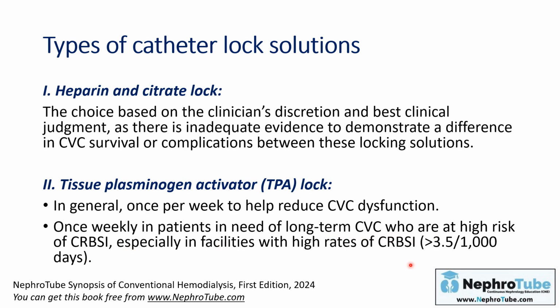For example, patients with nasal carrier of Staphylococcus aureus, or patients with multiple previous catheter-related bloodstream infection, especially in facilities and units where the incidence or the rate of catheter-related bloodstream infection is very high, more than 3.5 catheter-related bloodstream infection episodes for every 1,000 days. So now we use the anticoagulants: heparin, citrate, tissue plasminogen activator.